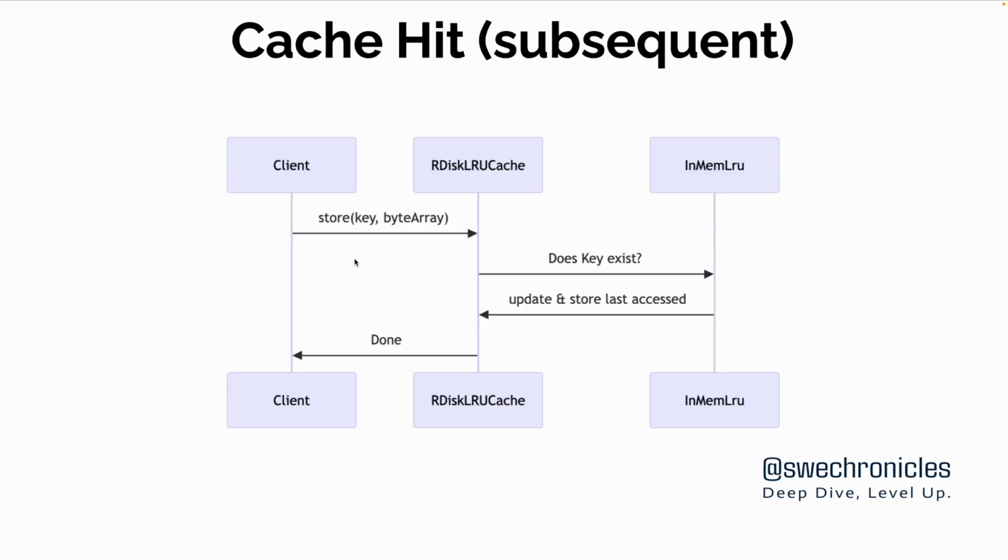This sequence diagram now illustrates the steps involved when a subsequent cache hit occurs in the DiskLRU cache. This means data was previously loaded into the in-memory cache. So when we find it in the in-memory LRU cache, we respond with the bytes that are already in the cache, but we also update the last access time. Now this last access time gets reflected in the DiskLRU when the flush is called.